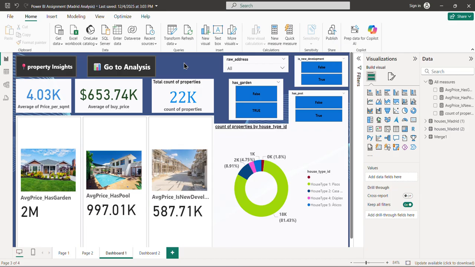Investment scores are highest for Casa or Chalet, as we discussed, supported by their large size and premium loan interest rate. Overall, this presentation and project provides actionable insights for real estate investors, developers, and buyers looking to maximize their investments or find the right property based on their needs.